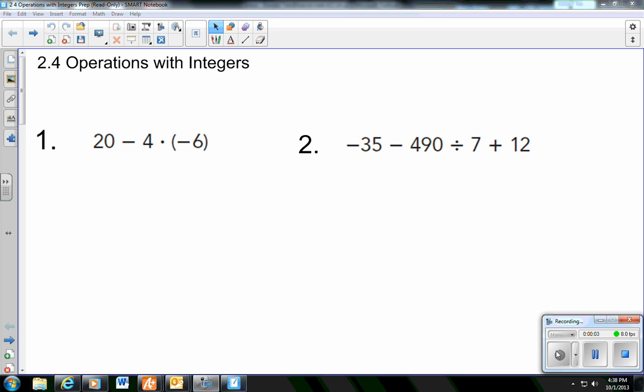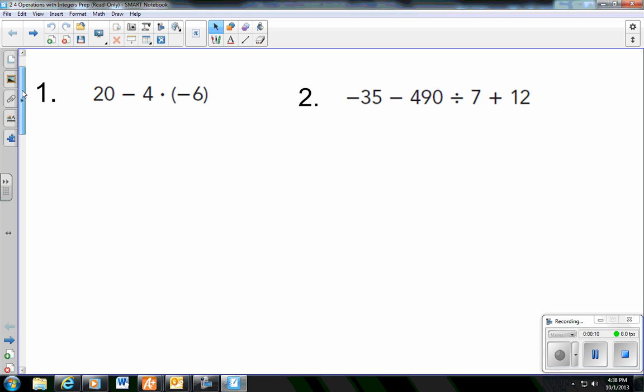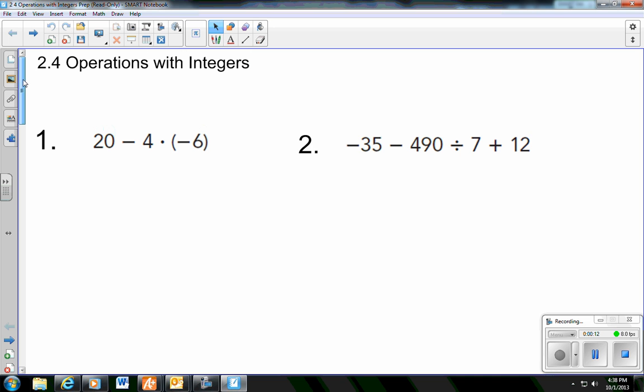This is lesson 2.4, and we're going to look at operations with integers: adding, subtracting, multiplying, and dividing. Looking at number one, we're just going to do one step at a time, and of course we need to follow our rules here. We need to follow PEMDAS.